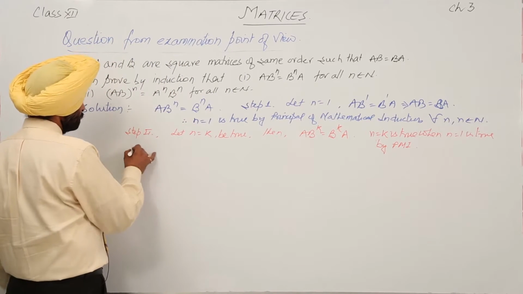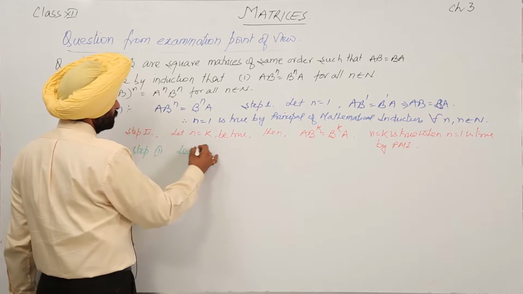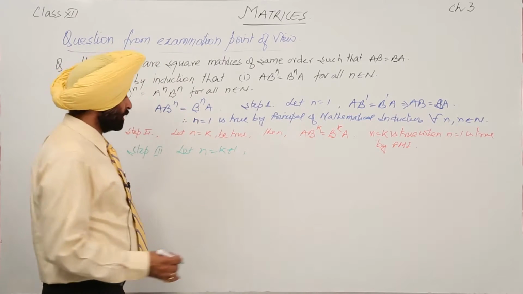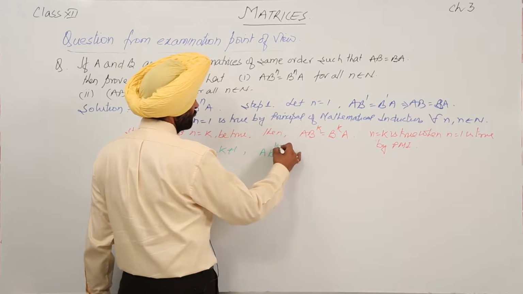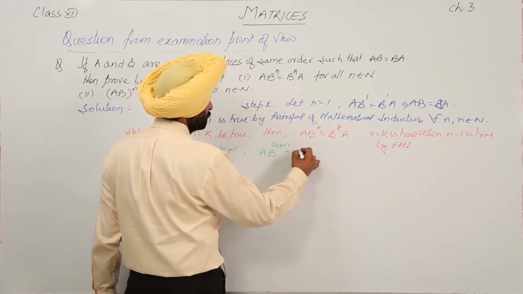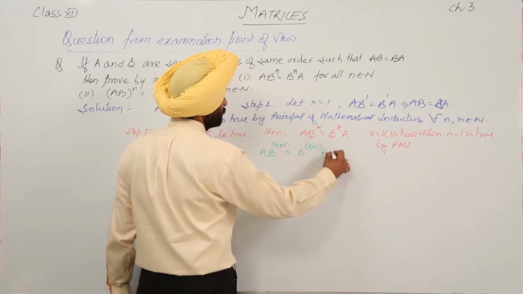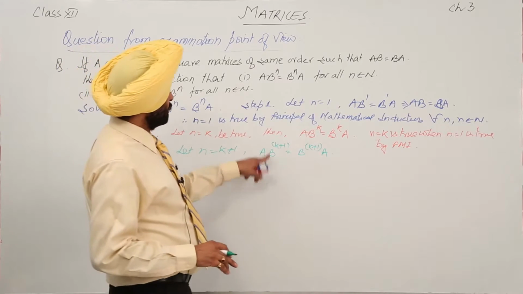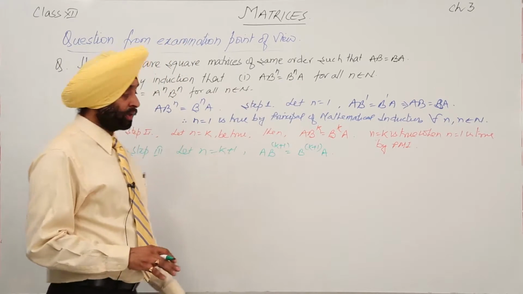Step 3, let n is equal to k plus 1. Now for k plus 1 we are having (AB) raised to power k plus 1 is equal to B raised to power k plus 1 with A. Now we have to prove this. A B, B raised to power k plus 1 with A.